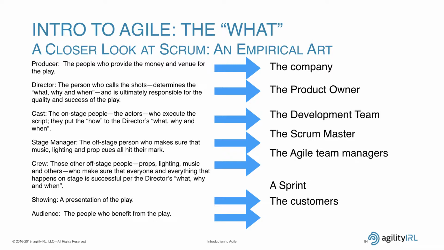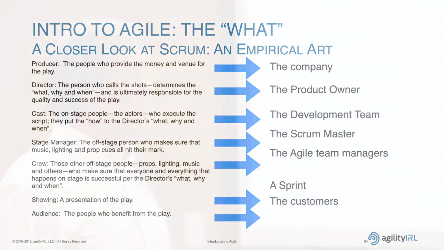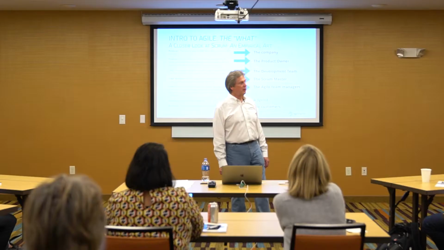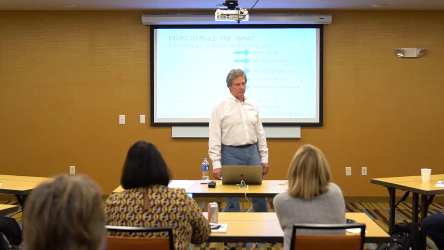In Scrum, the producer is the company, the director is the product owner, the cast is the development team, the stage manager is the Scrum master, the crew is the agile team managers, a showing is a sprint, and the audience is the customers. That's how they compare. Yes, sir. Would the showing be more of the product increment? Sure. That's the result of the sprint. So the sprint is the actual conducting of the play.